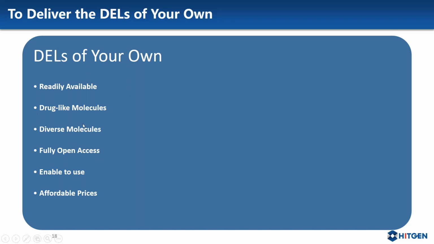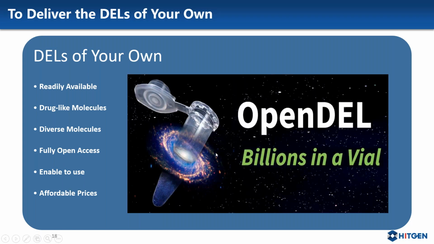The product should be readily available. The molecules in the libraries should be drug-like and diverse. Users should be able to access all DEL information, including chemical information and coding information. Some users are not very familiar with the use of DELs, and they may hope for guidance from vendors for DEL selections, sequencing, and data analysis. So finally, the product should be affordable. For all these reasons, OpenDEL will be your choice.